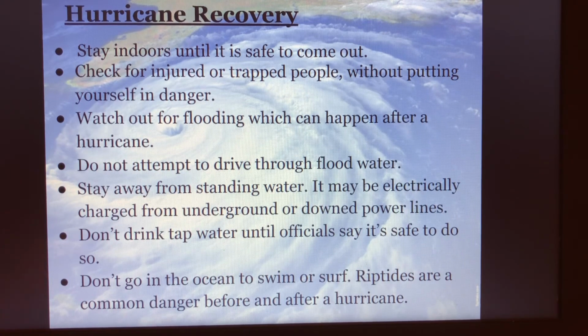And finally, don't go in the ocean to swim or surf. As fun as it may look, there are these things called riptides, and they're a common danger before and after. And a riptide will suck you under and take you out to very deep water and drown you.